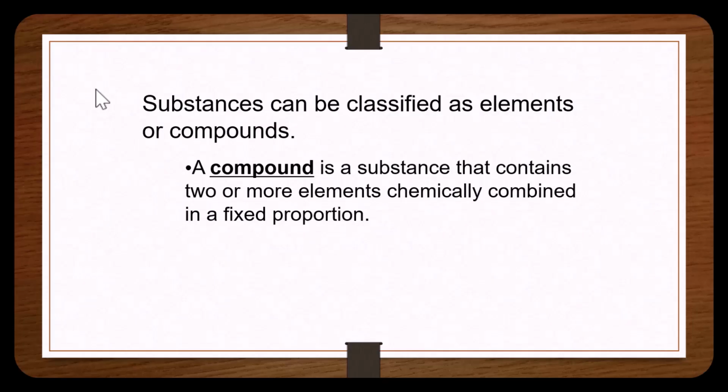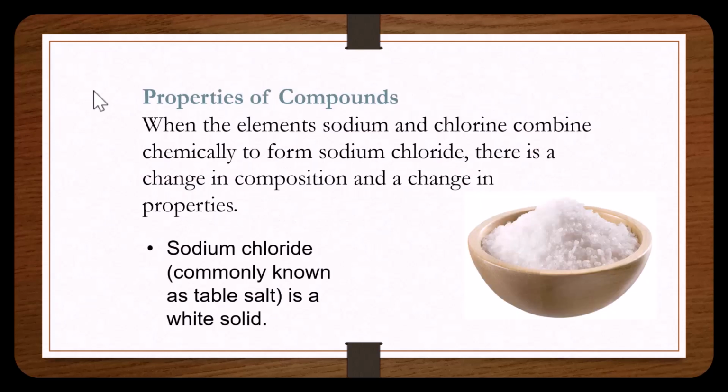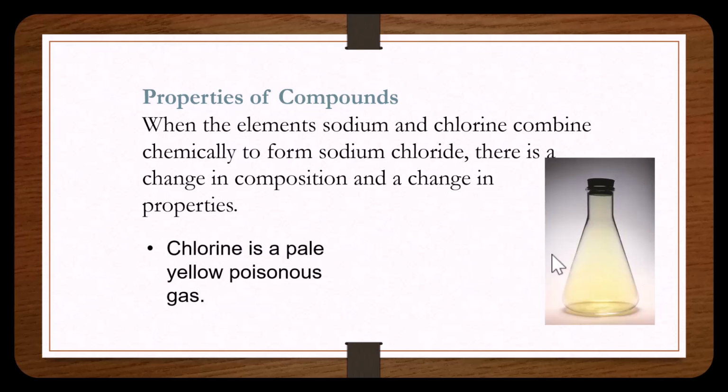Substances can be classified as elements or compounds. A compound is a substance that contains two or more elements chemically combined in a fixed proportion. When the elements sodium and chlorine combine chemically to form sodium chloride, there is a change in composition and a change in properties. Sodium chloride, commonly known as table salt, is a white solid. The chlorine atom by itself is a pale yellow poisonous gas.